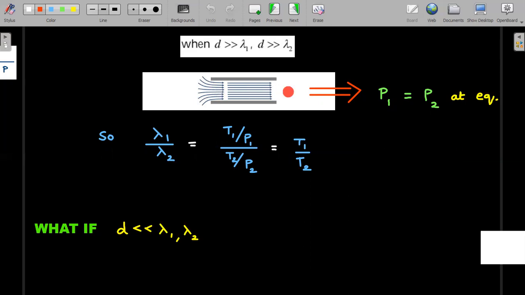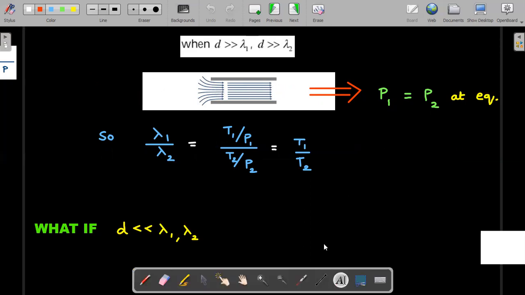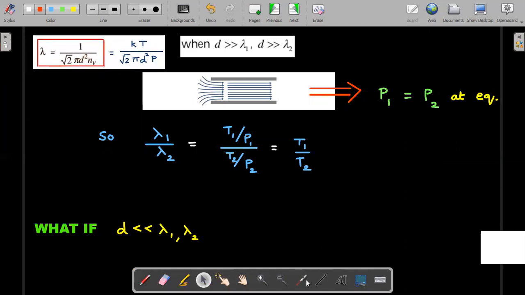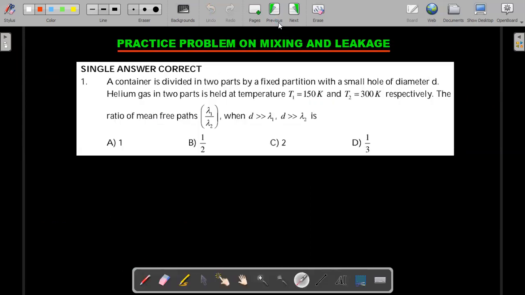So since P1 and P2 are equal, and we have already formulated the value of the mean free path, I think I borrowed it from the previous page. The value of mean free path is related to T divided by P, and therefore lambda 1 by lambda 2 is T1 by P1 divided by T2 by P2 for same gas. So molecule size d has got cancelled here. Since pressures were same in equilibrium, it depends on T1 by T2, which in this problem has been given as 150 by 300. So the answer should be 1 by 2.